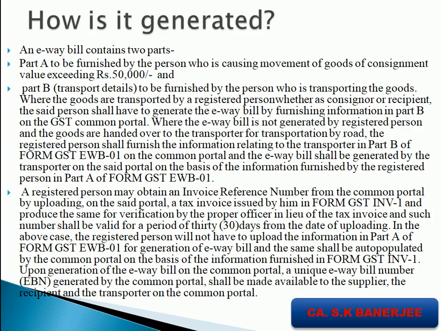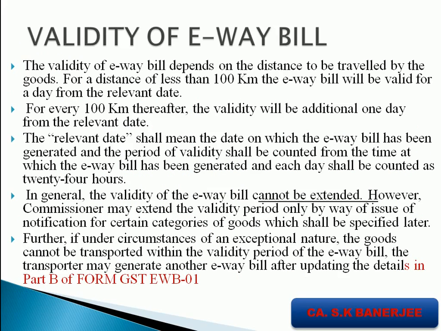So this is only for registered persons. And upon generation of the e-way bill on the common portal, a unique e-way bill number (EBN) is generated, and it will be available to the supplier, recipient and transporter on the common portal.